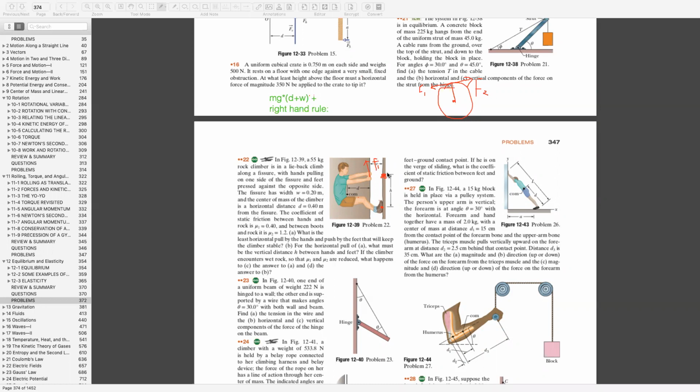The climber encounters a wet rock so that mu1 and mu2 are reduced. What happens to C, to the answer to A and the answer to B? After the friction gets smaller, then he has to hold on tighter because it won't be supporting him as much. The friction. I'm only answering that intuitively, just as it makes sense.